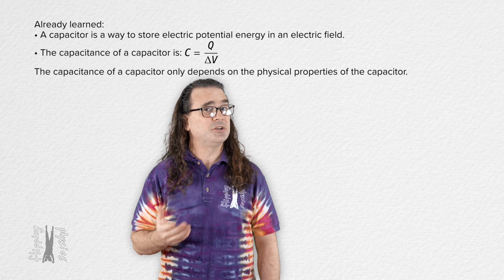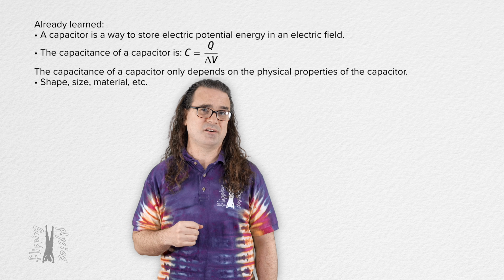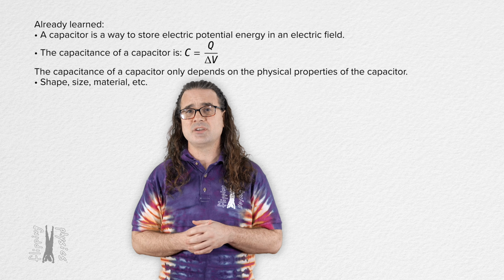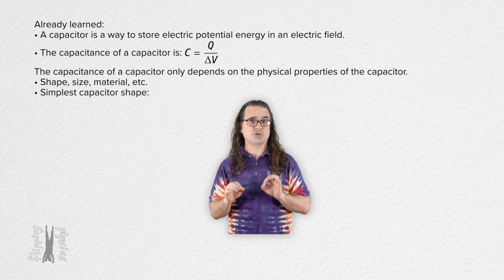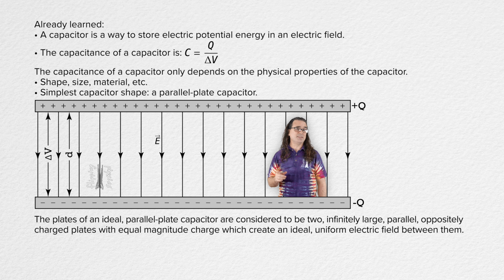For example, the shape of the capacitor and the material used to separate the plates of the capacitor. While there are many shapes of capacitors, we are only going to discuss the simplest capacitor shape, a parallel plate capacitor. The plates of an ideal parallel plate capacitor are considered to be two infinitely large, parallel, oppositely charged plates with equal magnitude charge, which create an ideal uniform electric field between them.